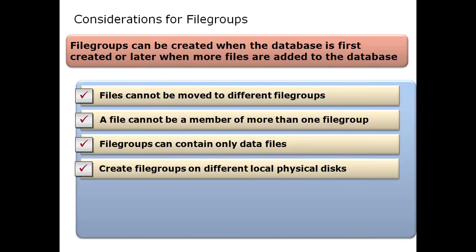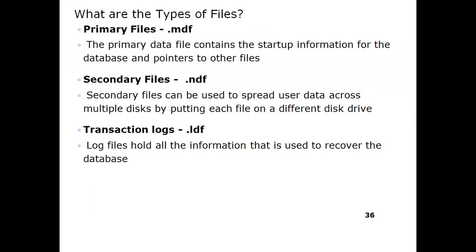So when we are discussing files, primary data file, secondary data file, and transaction log file. The transaction log file holds all the information that is used to recover the database. We discussed the database files, the primary data file and secondary data file, and in that we discussed file groups, extents, pages. But the log file will not have any pages or extents. The data available in the transaction log holds the information of the transactions in the form of log sequence numbers, and that information will be used to recover the database.